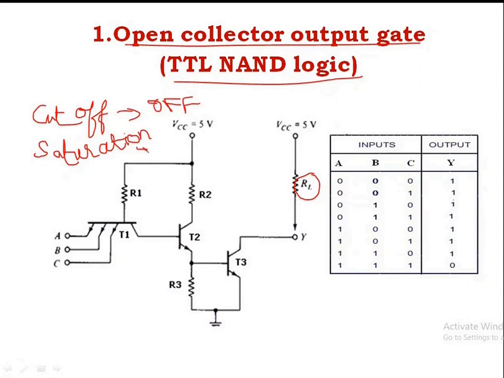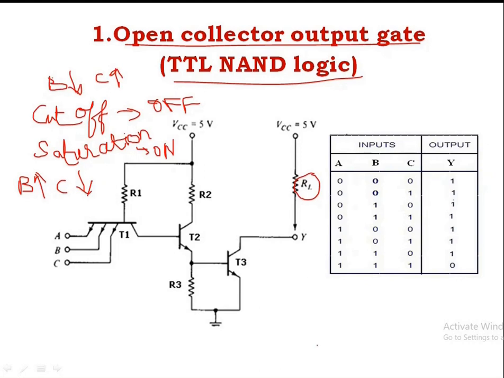When base is high, collector will be low. When base is low, collector will be high. Just remember this.